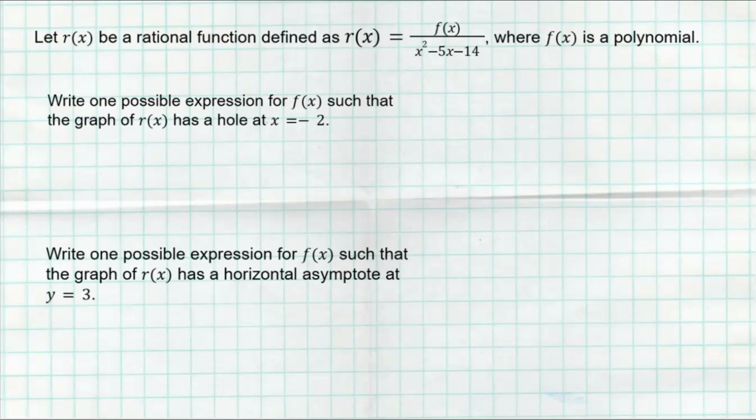So the first question says, write one possible expression such that the graph would have a hole at x equals negative 2. Now, let me go back, and again, I already factored that denominator. It's going to be x plus 2 times x minus 7.